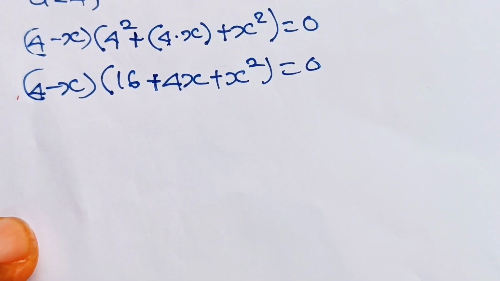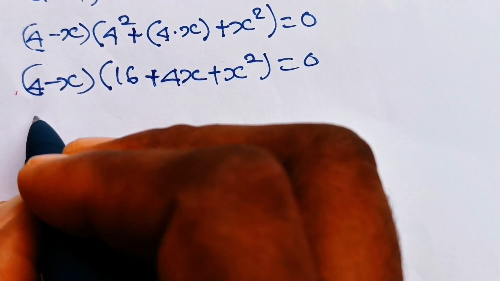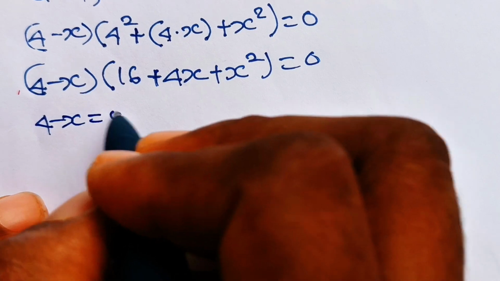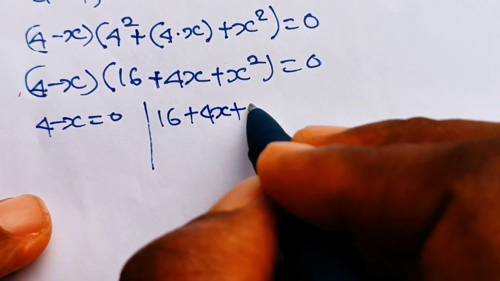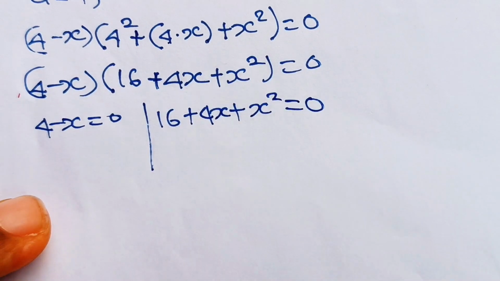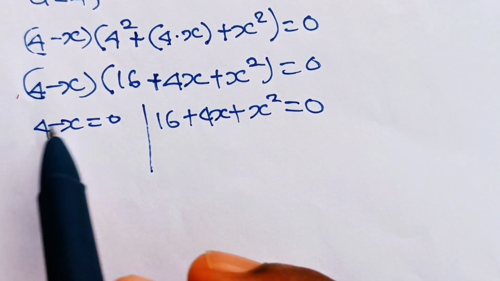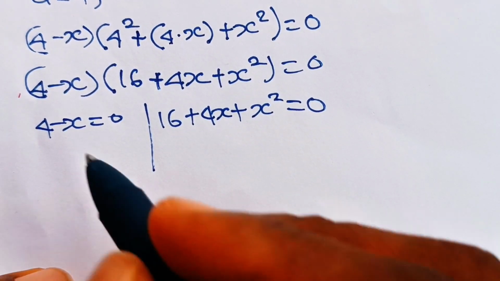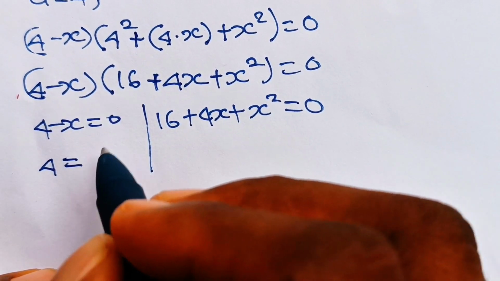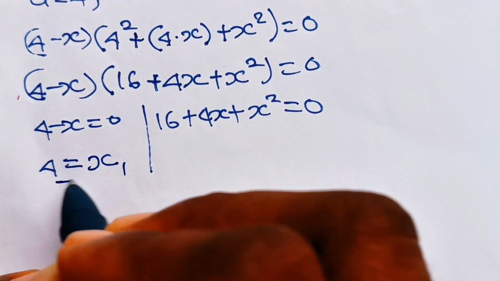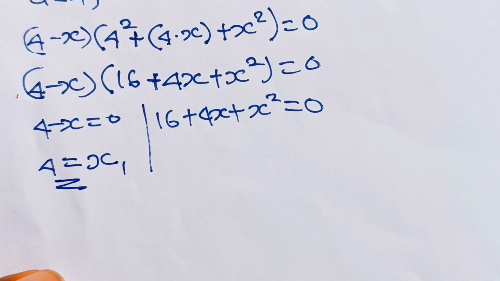All right, now from here we can say that 4 minus x is equal to 0, and 16 plus 4x plus x squared is also equal to 0. All right, from the left hand side of the equation, we can say that 4 is equal to, if this minus x crosses, it becomes x. So this becomes the first value of our x.